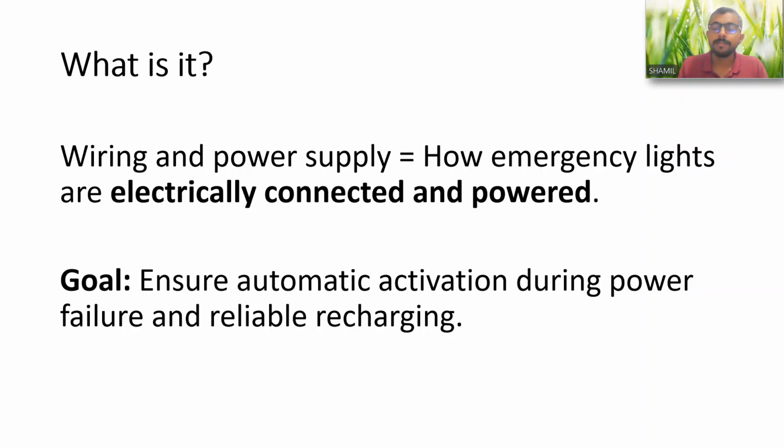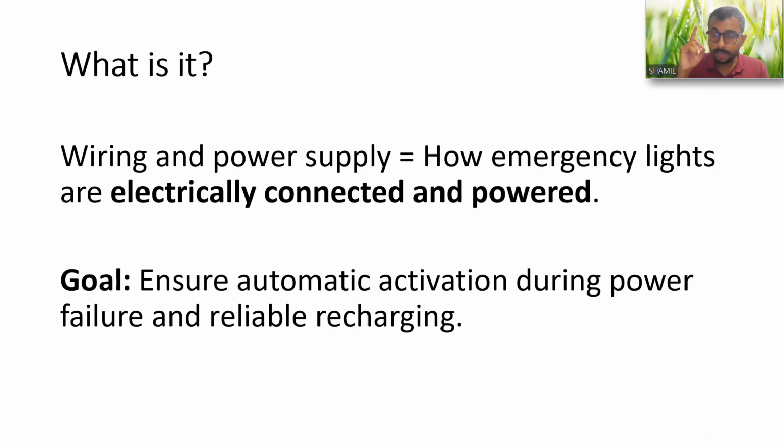Okay. The goal of an emergency or exit light is to ensure that there is an automatic switching from the building power supply to the battery, and when the power is restored, it will go back to the building power supply. So that automatic switching will be taking place. This is the main goal for emergency and exit lighting from the power supply perspective.